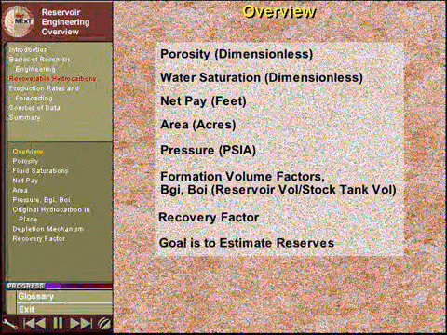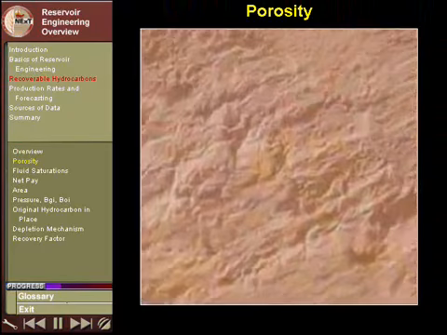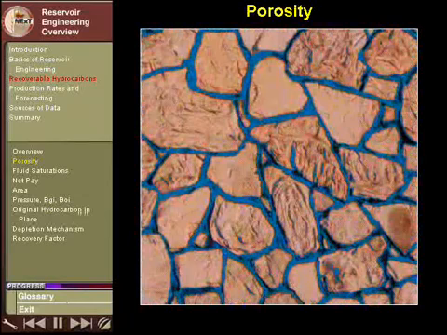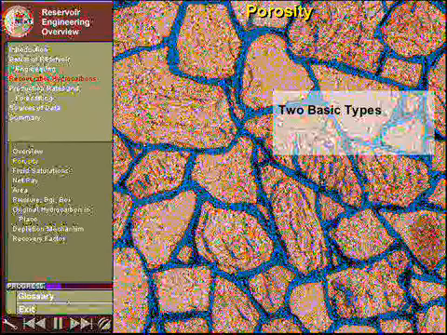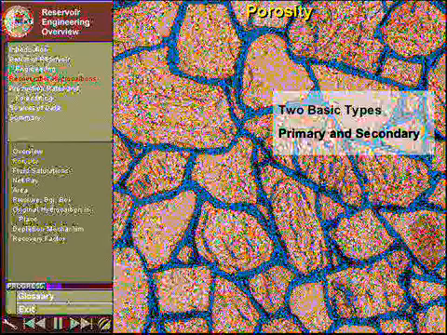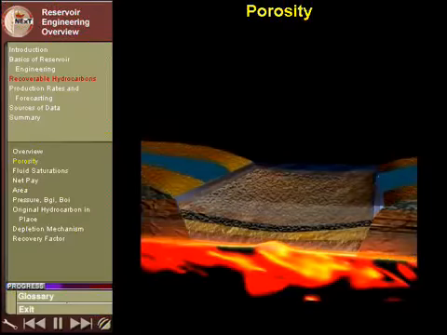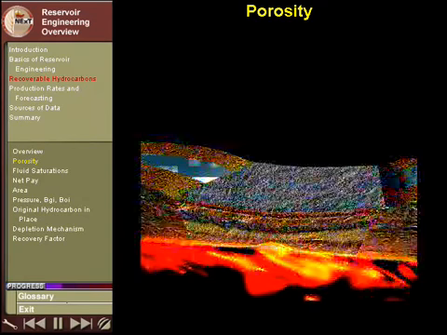In this section, we will describe each parameter and provide information on how it is used to estimate reserves. Porosity is the fractional void space within the reservoir rock that is available for the storage of fluids. There are two basic porosity types: primary and secondary.